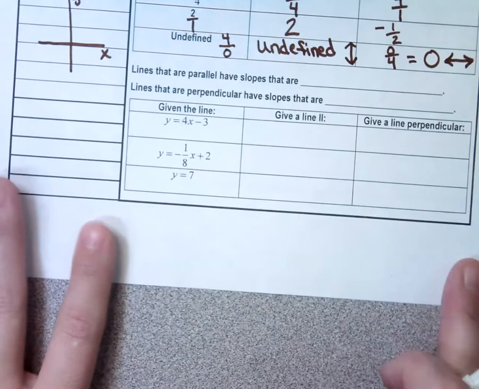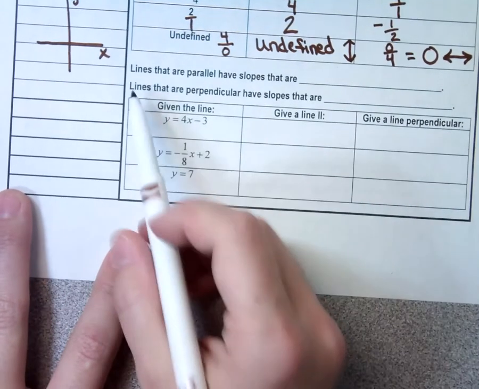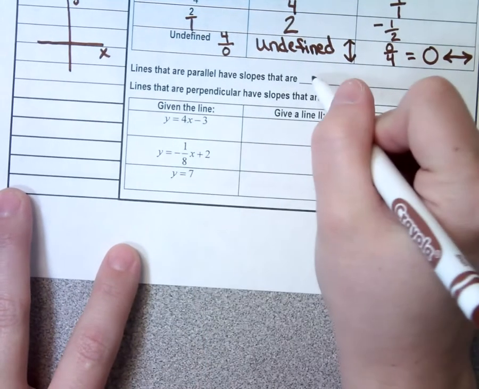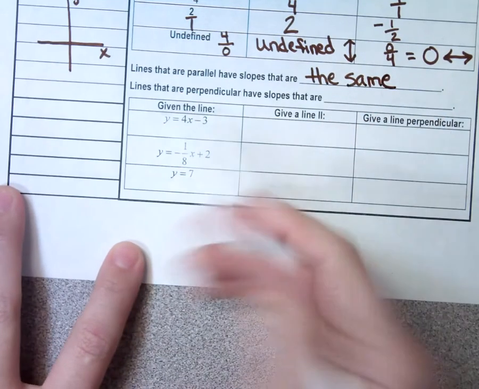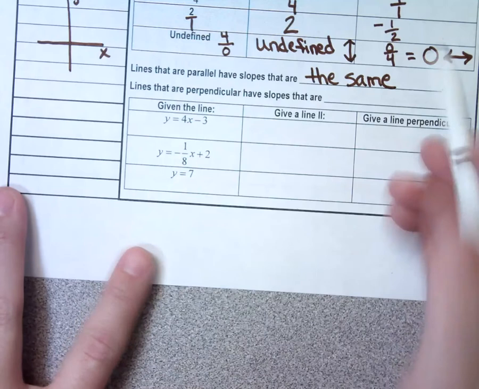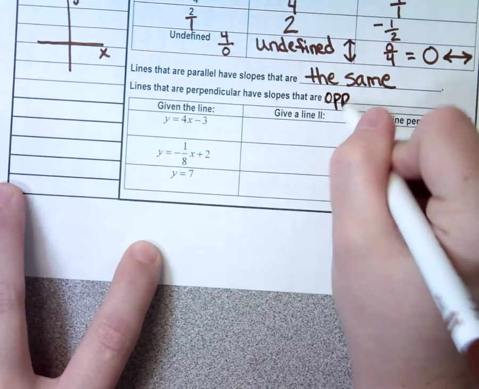Okay, so this is just asking for what we've already talked about. Lines that are parallel have slopes that are the same. Lines that are perpendicular have slopes that are opposite reciprocals.